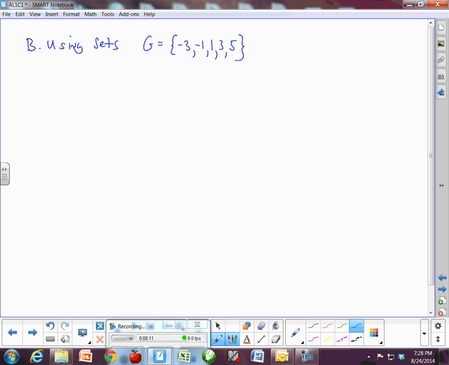Is that set infinite or is it finite? Well, hopefully you said it's finite, right? There's 5 elements. Is there an infinite number of elements in there? No, it's only 5. That is a finite set.